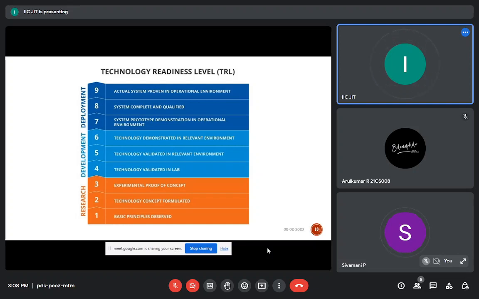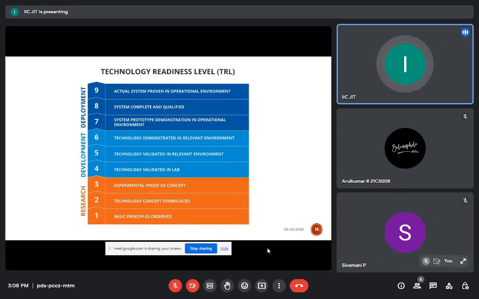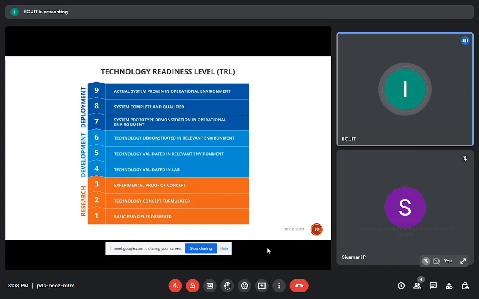What I'm trying to say is that 1, 2, 3 is the proof of concept idea. How do you move from 1 to 3? You start with a basic idea, make it into a block diagram. That is TRL level 1. What is the second level? That block diagram, you break it down and make it into a technology concept. If there is an IoT device and a sensor, what is the IoT device? What is the model? Which sensor, which actuator? Develop that block diagram better.